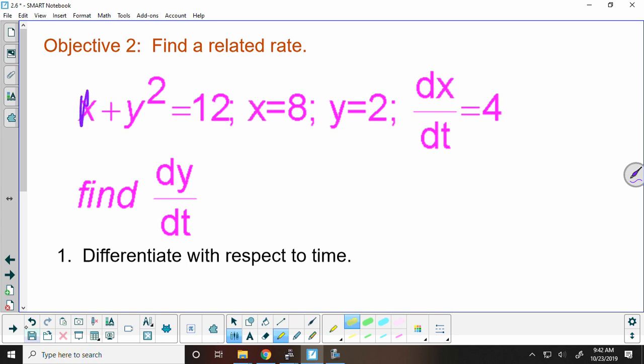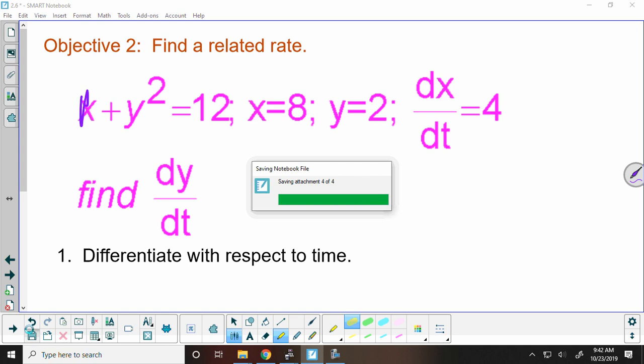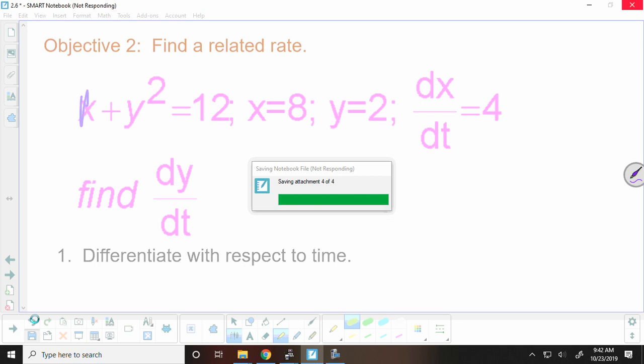Oh, that's not a highlight. Oh, I just saved it. You've got to be kidding me. All right, I will have to fix that.